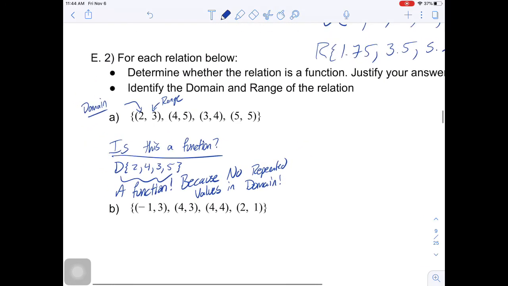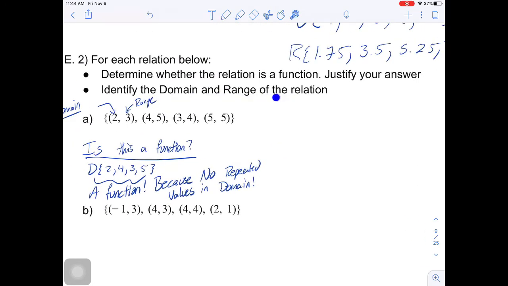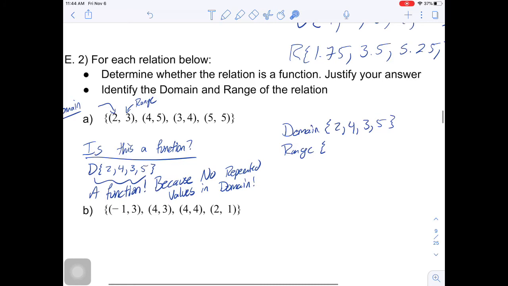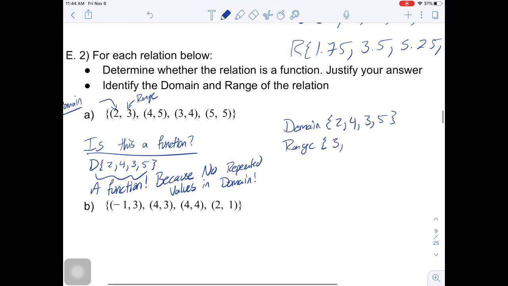Okay, so we've determined it's a function. Now it wants us to identify the domain and range. I've actually already listed the domain here, but I'll do it again. So the domain is 2, 4, 3, and 5, because it's those first numbers in each ordered pair. 2, 4, 3, and 5. What about my range? My range would be made up of 3, 5, 4, and 5. 3, 5, and 4.